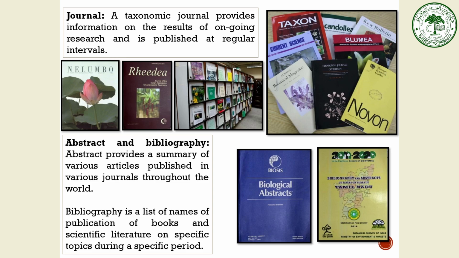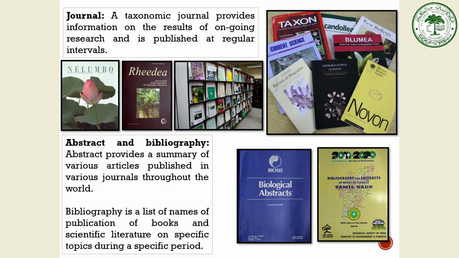Now if we see some important journals of taxonomy, the taxonomy journals provide information on the results of ongoing research in their publications at regular intervals. Some examples of the important journals of taxonomy, and the most important one, is Taxon.